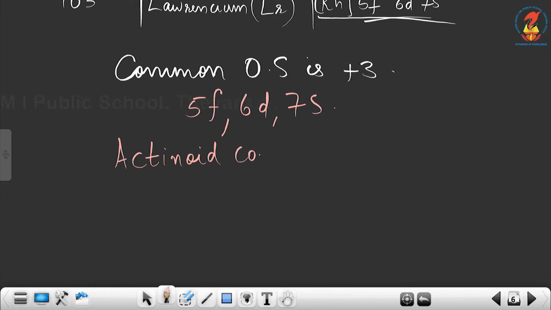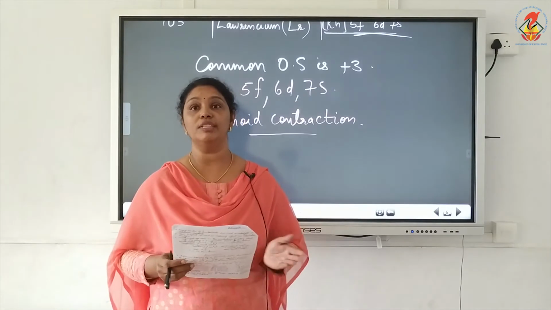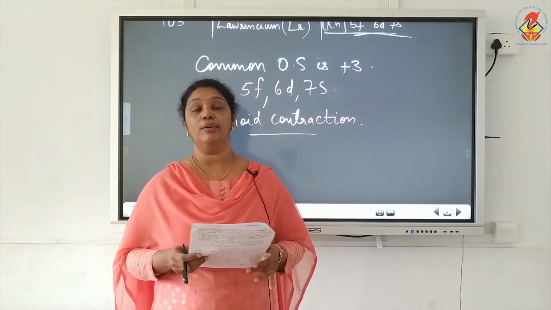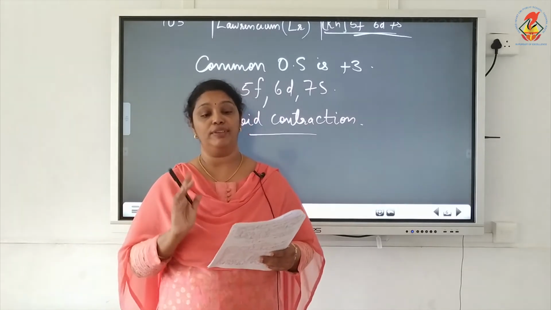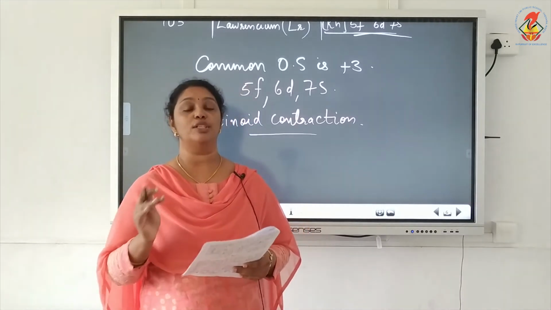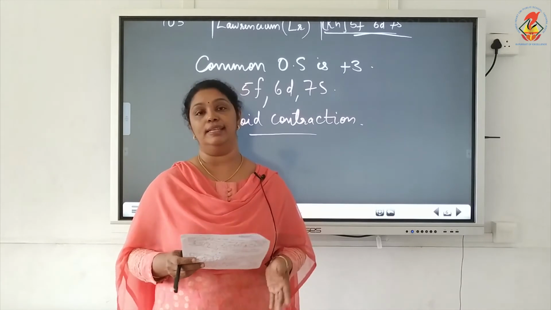Actinoid contraction. And what do you mean by actinoid contraction? Actinoid contraction is a regular decrease in the size of actinoids with increasing atomic number, and the reason for this actinoid contraction is the poor shielding effect of 5f electrons. So as a result of this poor shielding, the atomic radii decrease steadily across the series.